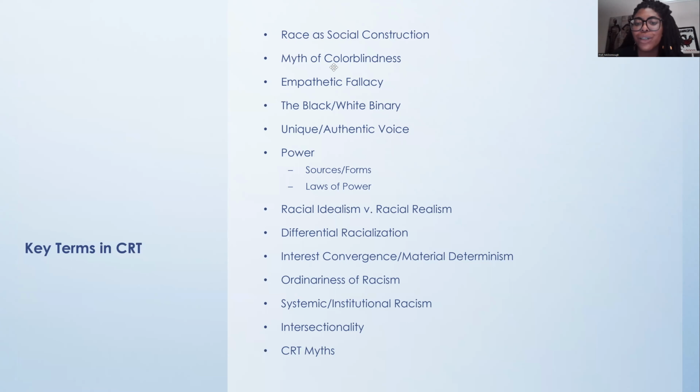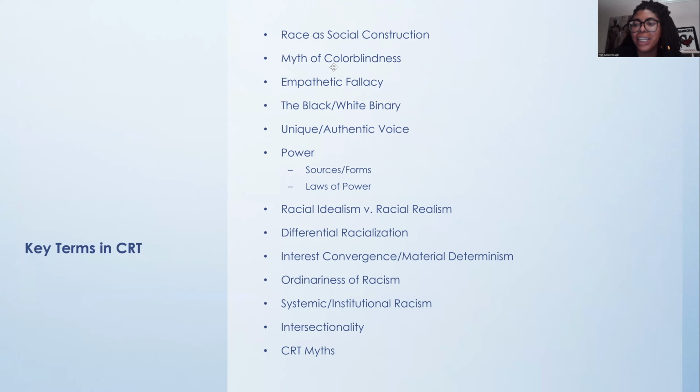Racial idealism versus racial realism. What does that mean? How do they relate to the myth of colorblindness? How do they relate to material determinism and interest convergence? Know that. Again, we mentioned it earlier, but differential racialization. What does the concept mean? How is it applied? How has it been applied in history? And specifically, what court cases that we have studied illustrate the idea? Same thing with interest convergence and material determinism.